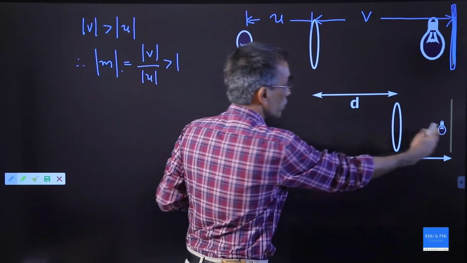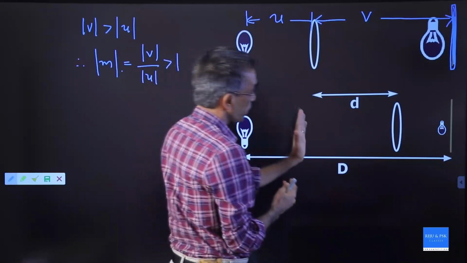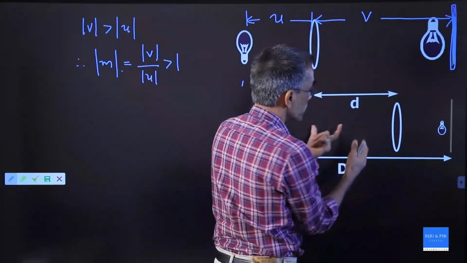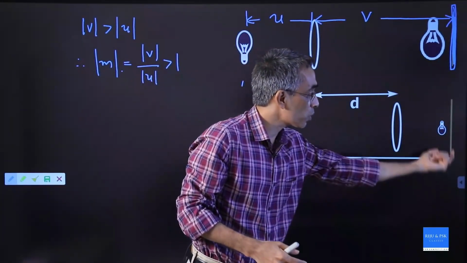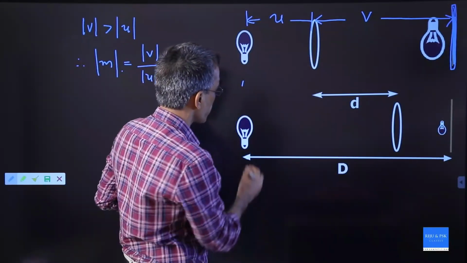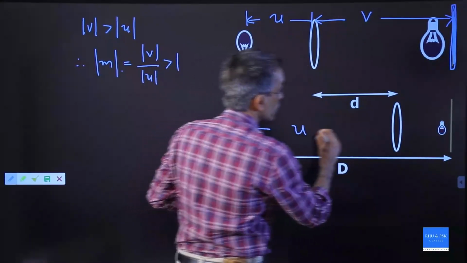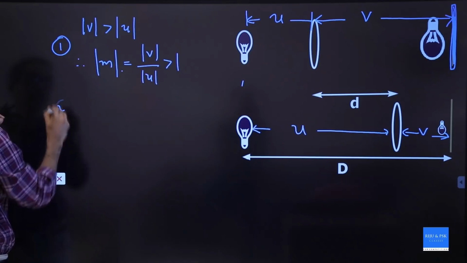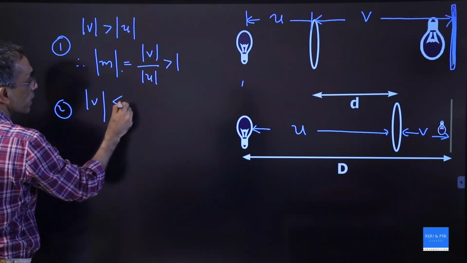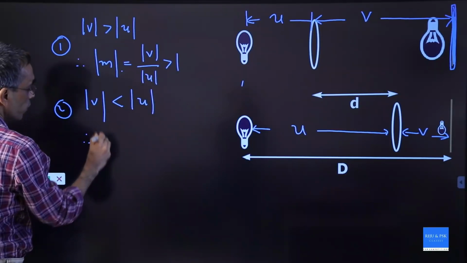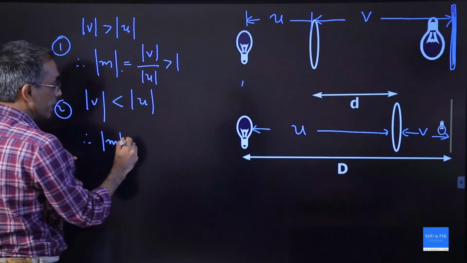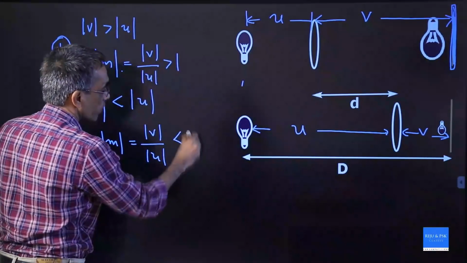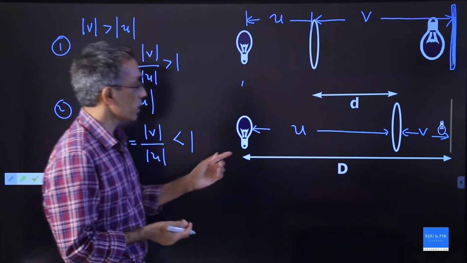Now, without changing the screen and the object position, we will move the lens from this position to that position. So the lens moves through a distance d. Now the lens becomes closer to the screen and the object becomes far away. So in the second case U is this and V is this. In the first case this was the condition; in the second case you can see the magnitude of V is less than the magnitude of U. Therefore, the magnitude of the magnification, which is the magnitude of V by the magnitude of U, is less than 1, and you will get a smaller image. So that is indicated here.